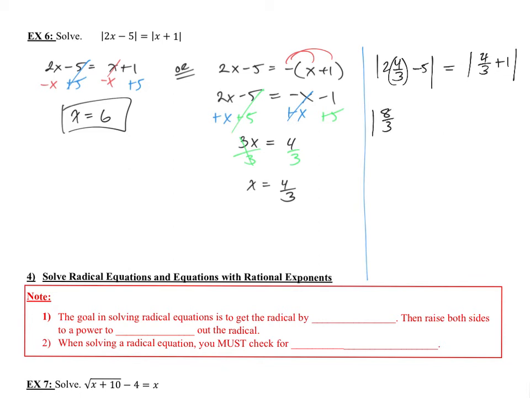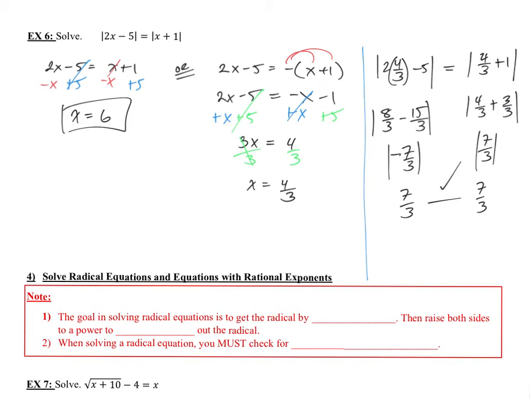So 8 over 3. Now we're going to build up the 5, so that's going to be 15 over 3. 8 minus 15 over 3. What do we get with that? So let's see. 8 minus 15, negative 7. Absolute value of negative 7 over 3 is 7 over 3. Now let's check the other side. That's going to be absolute value of 4 over 3 plus, building up the 1, 3 over 3, and we get 7 over 3. Absolute value of 7 over 3 is just 7 over 3. They're the same. Works out. So I can go ahead and box that answer as well.